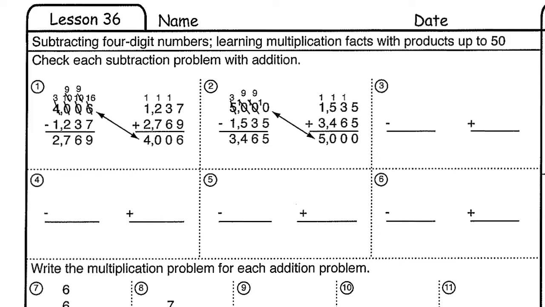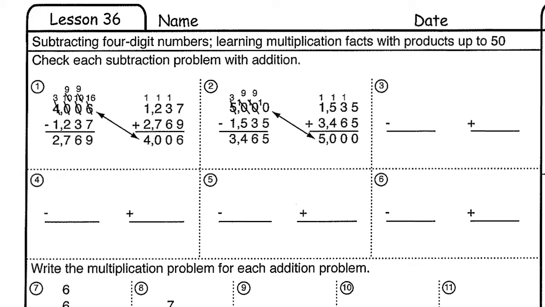We're going to learn about subtracting 4-digit numbers today and doing some multiplication facts with products up to 50. I am going to teach you how to subtract. I think you won't have much trouble just doing plain old subtraction. The tricky part today is that we're going to subtract where we have to regroup from zeros. And I'm going to show you a little method for that that makes it easier, all right?